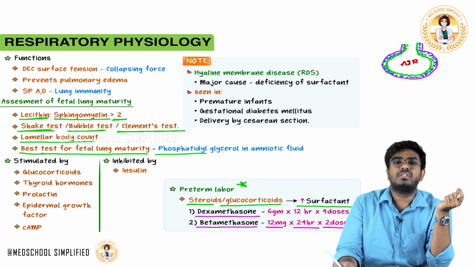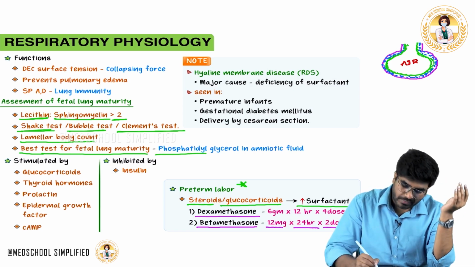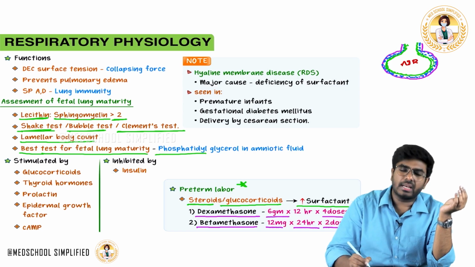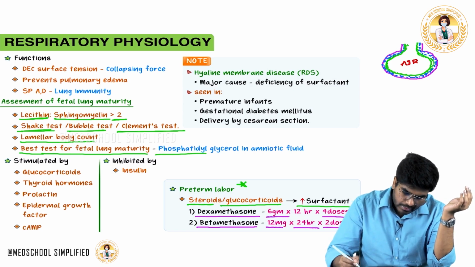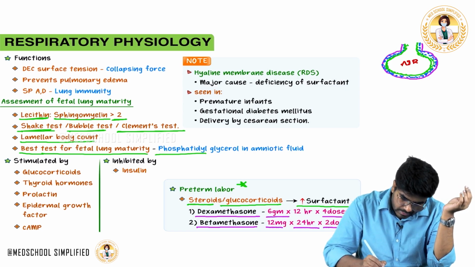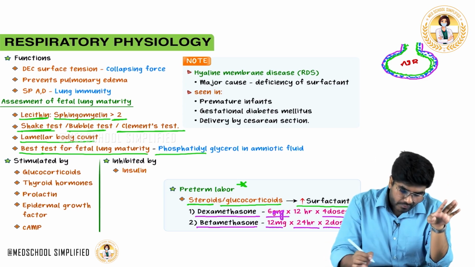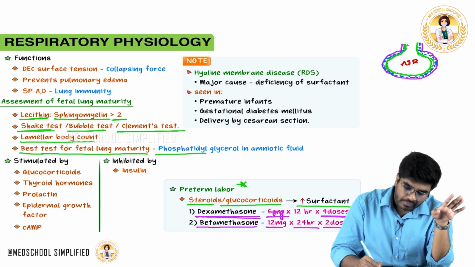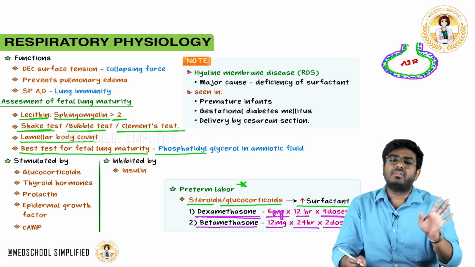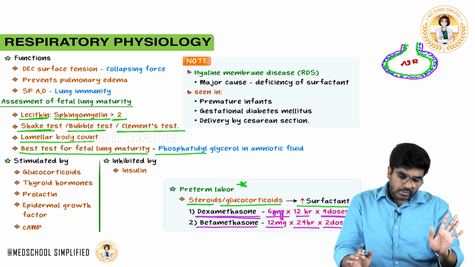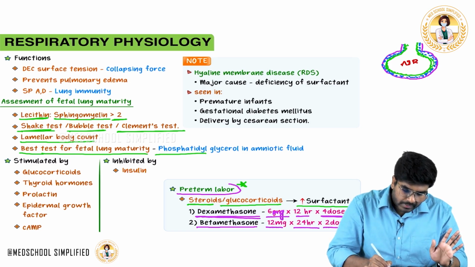In India, dexamethasone injections will be given in 4 doses, 6 grams. Okay, not 6 grams, it's 6 milligrams. 6 milligrams of dexamethasone given in 4 doses, 12 hours apart. So this is what I want you to know in preterm labor.